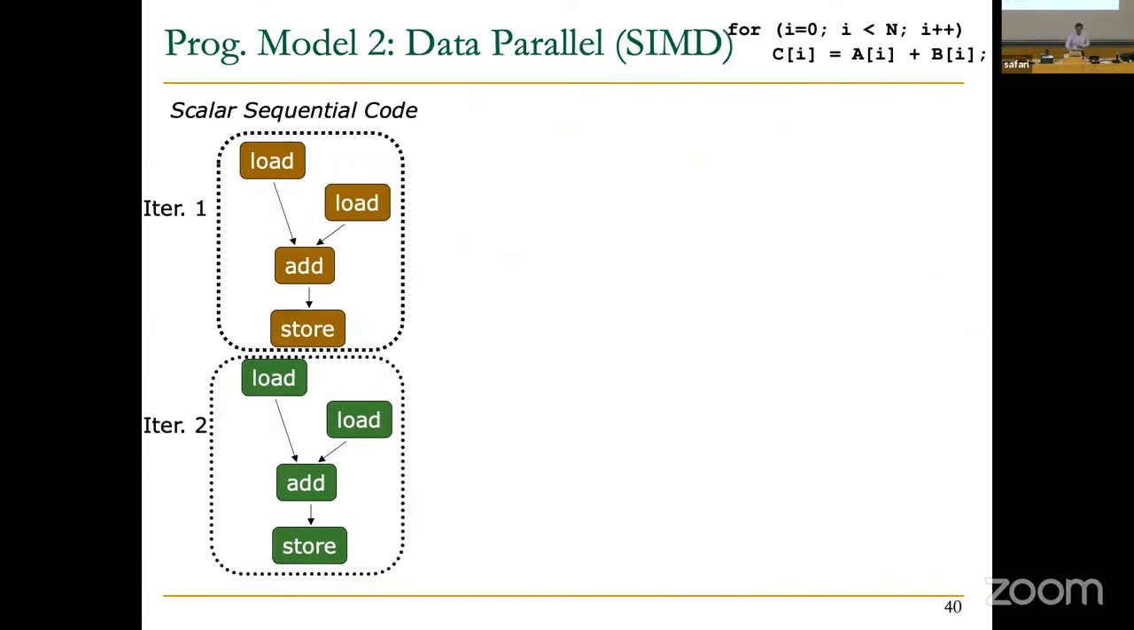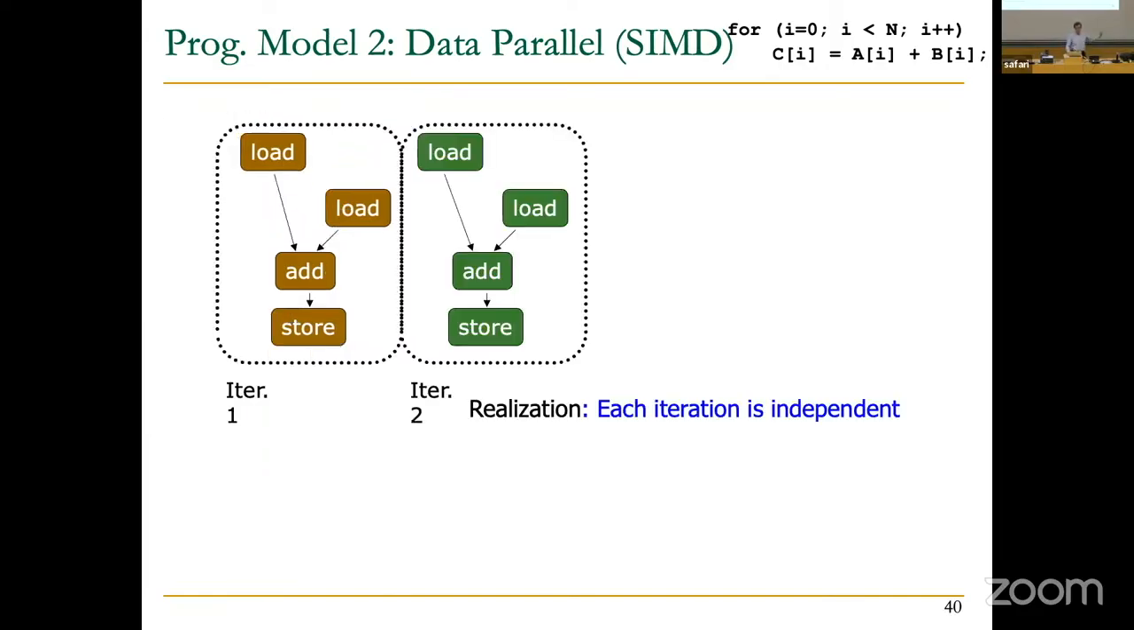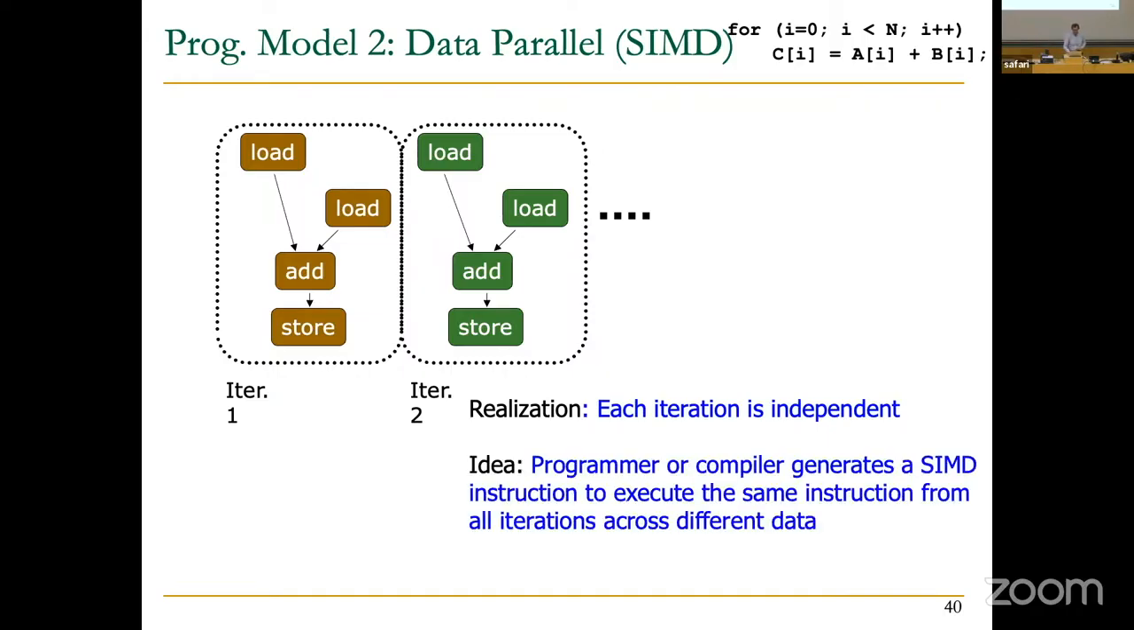We've also seen SIMD. We know that these iterations are independent of each other. So we can actually vectorize them or create SIMD instructions. You put a bunch of iterations, limited by the vector length, together. Either the programmer or compiler generates a SIMD instruction to execute the same instruction from all iterations across different data. Basically, this is a SIMD instruction, right? You realize iterations are independent. These loads can be executed in parallel, and only a single load instruction can express a vector instruction.